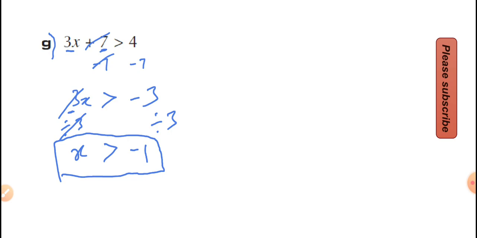So in this case, if they asked you what is the smallest possible value for x, then the answer will have to be 0, because x cannot be minus 1. So if they asked you for the integer or the smallest whole number that x could be, the answer would be 0. But we know that x is greater than minus 1.